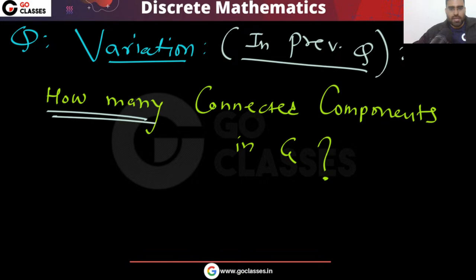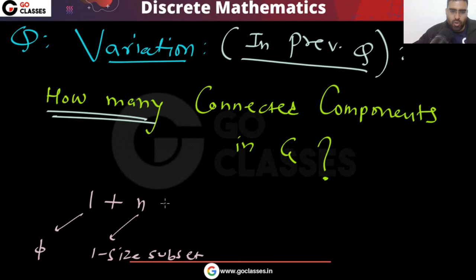Hi everyone. So many students have given the answer n plus 2. That is correct. But how to prove it? The answer will be n, basically, there is 1 for 5, and this is for the one-size subsets. These are isolated, so these are the components. Plus, there will be one more. So the answer will be n plus 2.